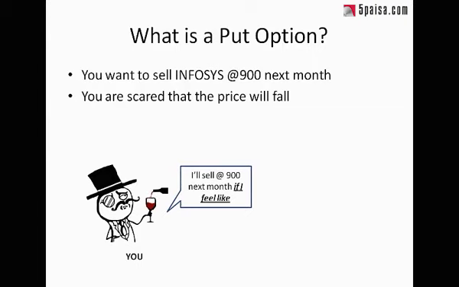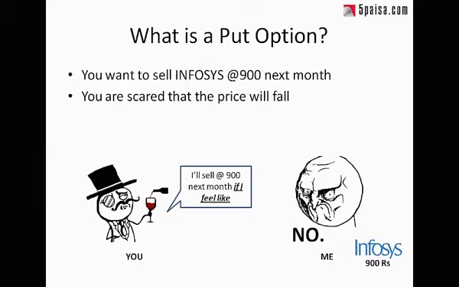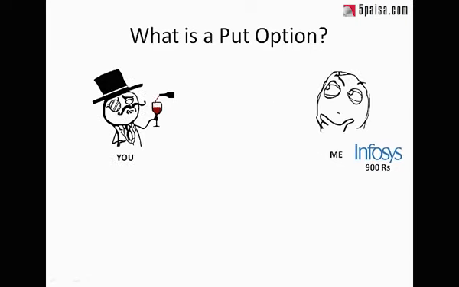I feel like. Obviously, I don't like this arrangement at all. I mean, what do you mean by if I feel like? So I refuse the arrangement. But after my initial anger reaction goes down, I start thinking about your contract. What does that mean? You have a right to sell Infosys at 900 rupees to me next month on the 30th. I have to buy Infosys from you at 900 rupees.